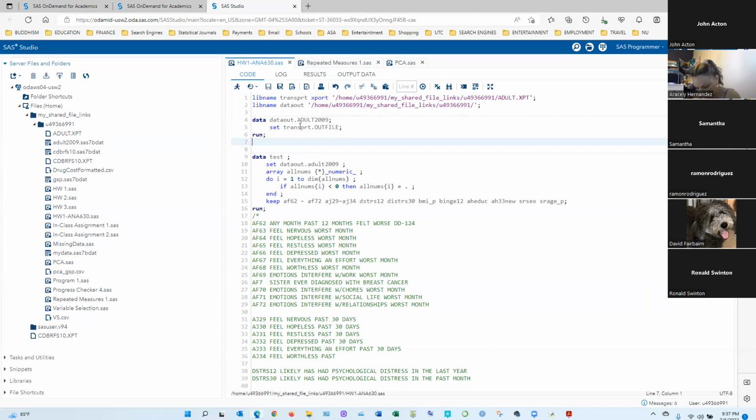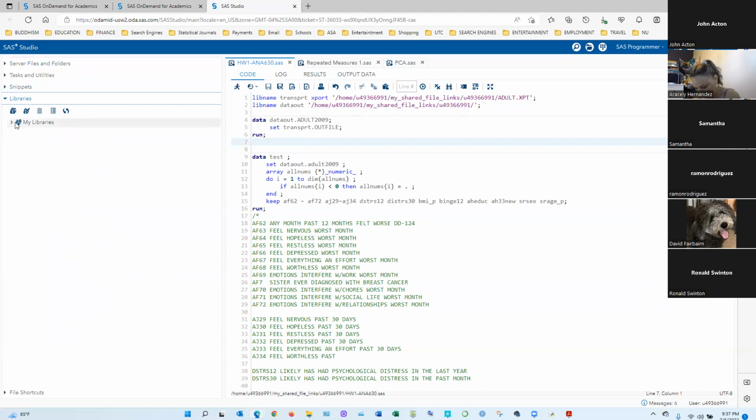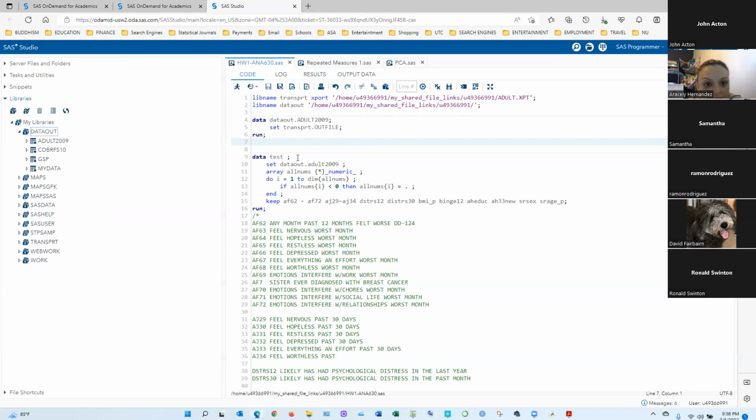I transport that one from that file to this folder. So go to this one, data out. And it's a SAS file now. And later on, I changed that one to test. See, I changed the name of that one, adult 2009, to test for my convenience. You don't have to.